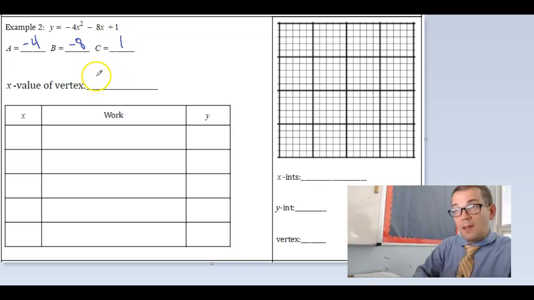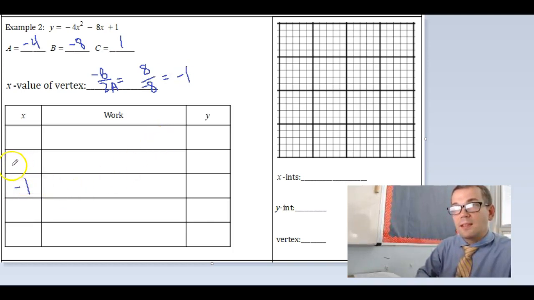To find the middle value, I'm going to use the opposite of b over 2a. I'm going to do all this mentally. The opposite of b is positive 8. 2 times a, if I double this value, is negative 8. So my middle value is negative 1. That goes in the middle.